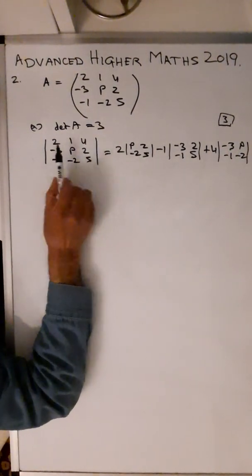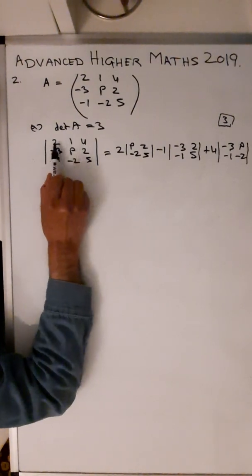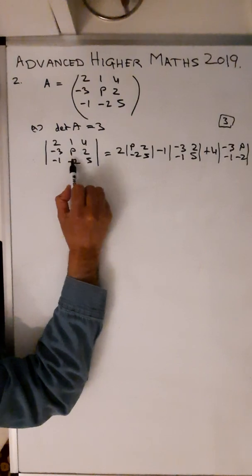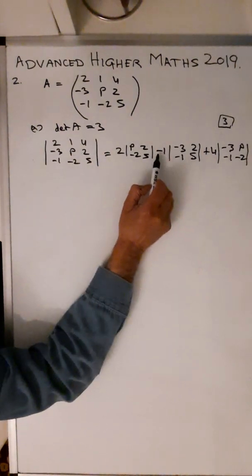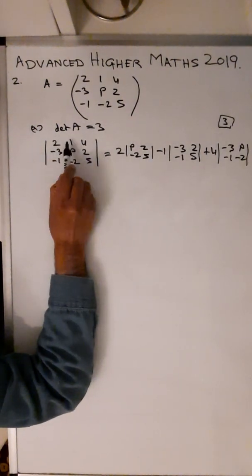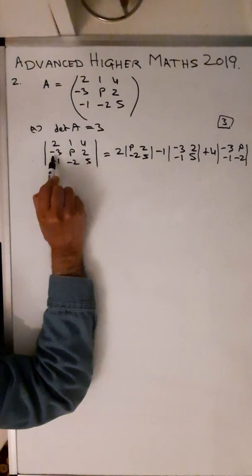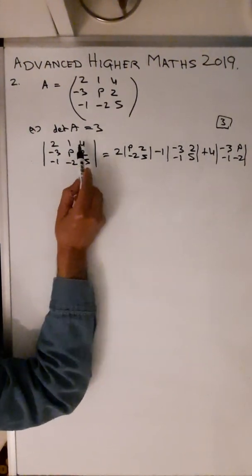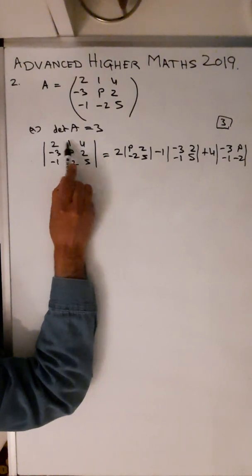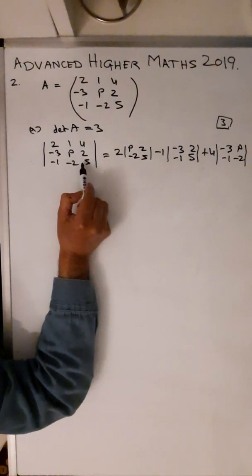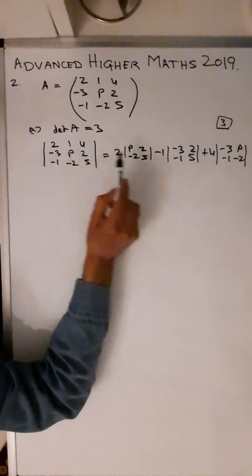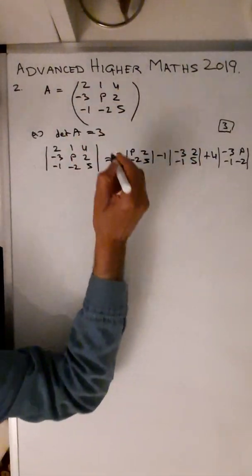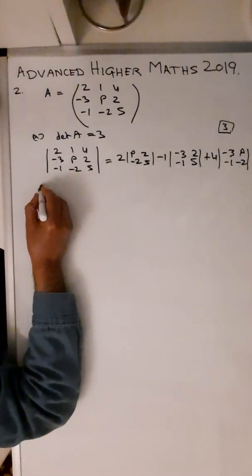When you're looking at the 2 here, you've got the row and the column, you cover those, and what you are putting inside there is P, 2, minus 2, 5. When you have minus 1, you're covering this row and this column, you're left with minus 3, 2, minus 1, 5, which you put in there. When you have the plus 4, you're covering the first row and the third column, so you're left with minus 3, P, minus 1, minus 2, which you put in there.